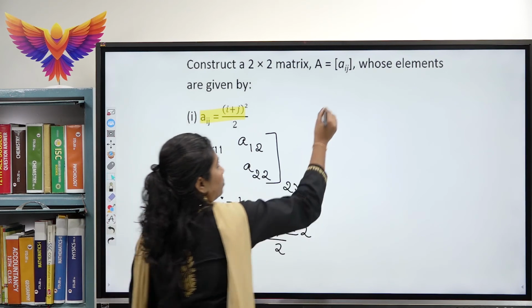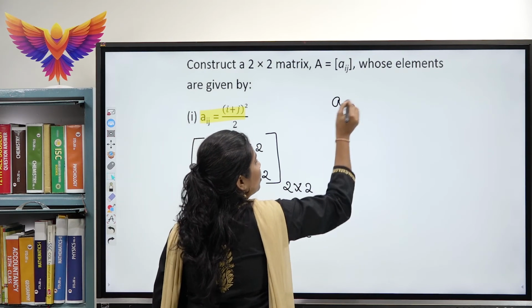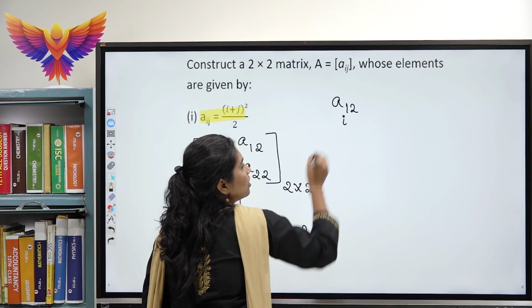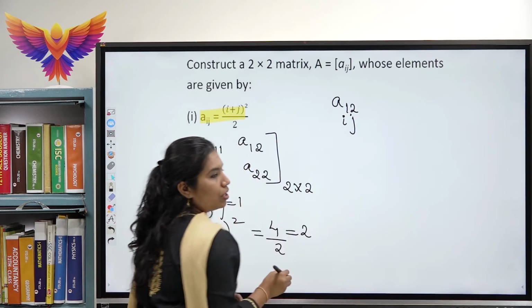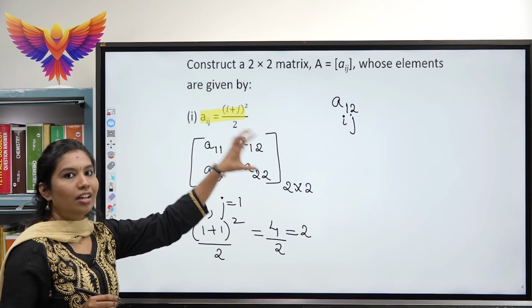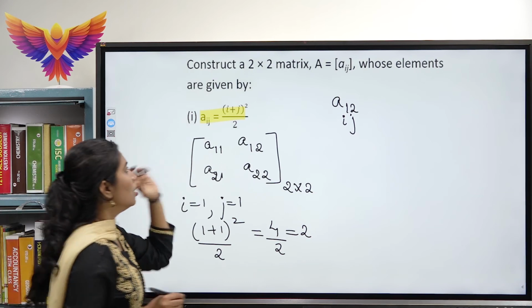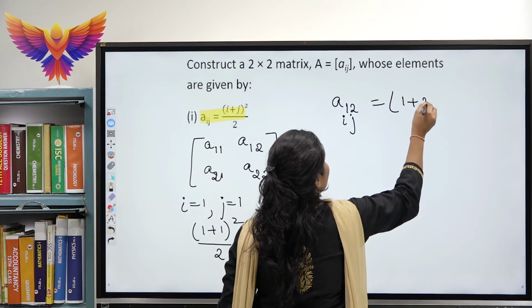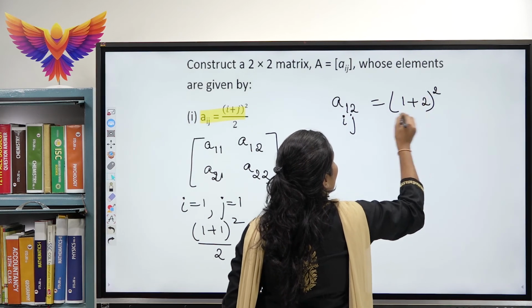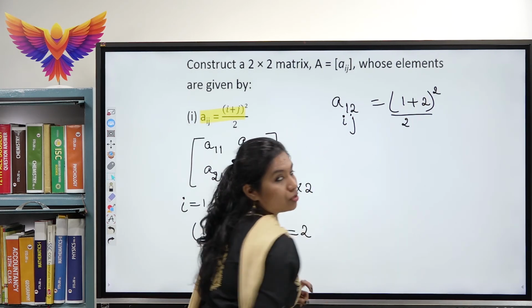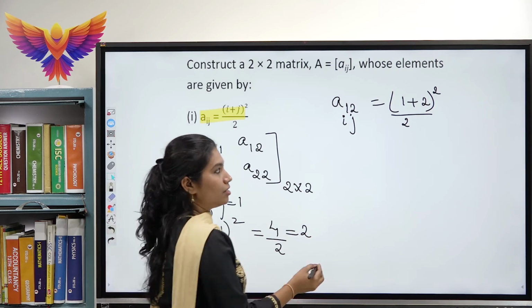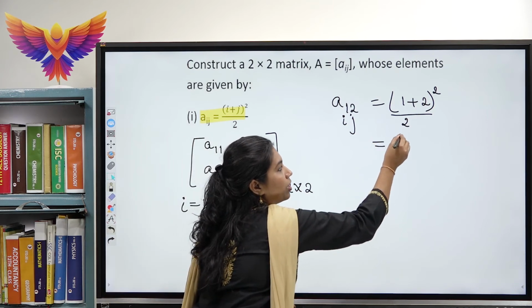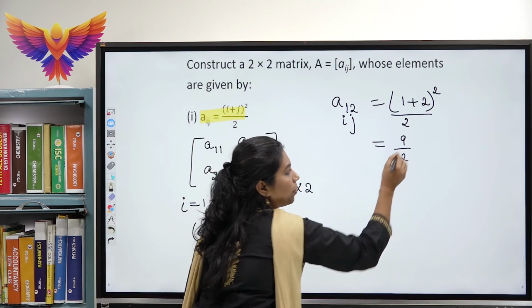So A12 now. Clearly, I is 1 and j is 2. Just substitute the value of i and the value of j in the given condition. So I'll be getting (1 plus 2) the whole square over 2. So 1 plus 2 the whole square is 3 the whole square, which is nothing but 9 by 2.